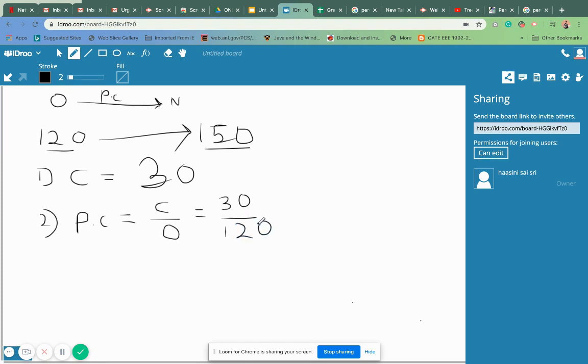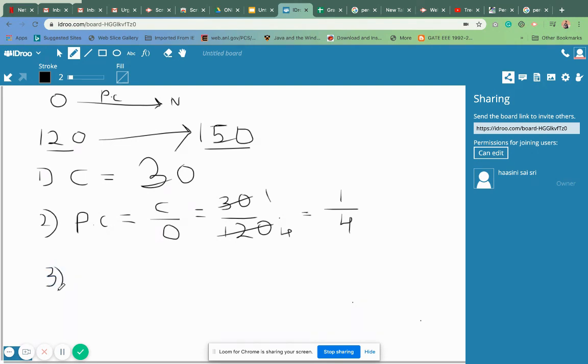Remember how I told you in step 2 you may end up with a fraction or a decimal. So if I'm going to divide both the numerator and denominator with 30, I am going to get a fraction which is going to be 1 upon 4. Now I have to change this particular 1 upon 4 into a percentage. So I am doing my third step.